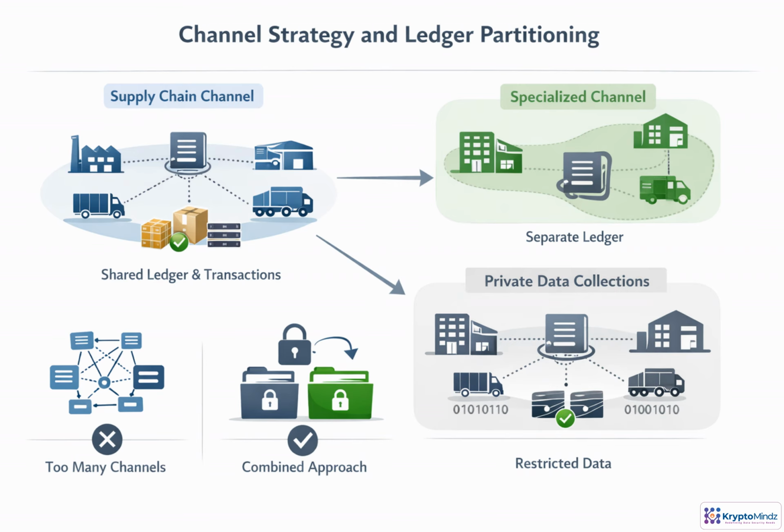Start with the broadest channel that supports the shared supply chain process. Asset lifecycle, custody transfers, and common audit history usually belong in one primary ledger. Add another channel only when participants, rules, or governance truly change. Otherwise, each new channel creates more administration, integration work, and reconciliation risk. If the same transaction should be visible but certain fields are sensitive, use private data collections. That provides shared proof with restricted details.